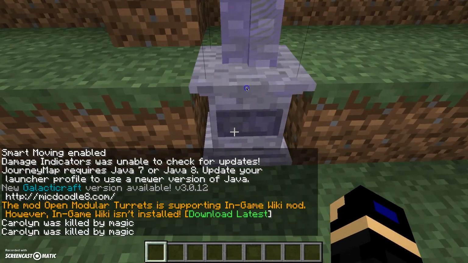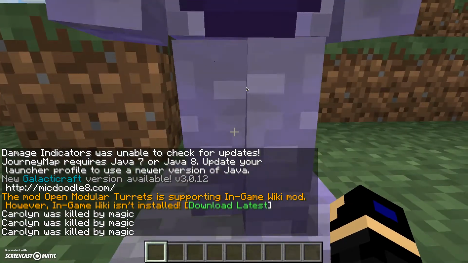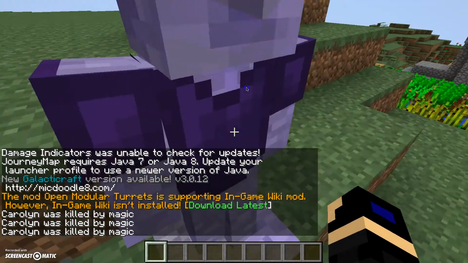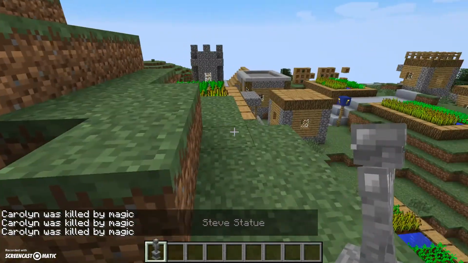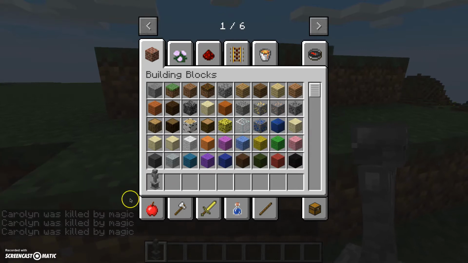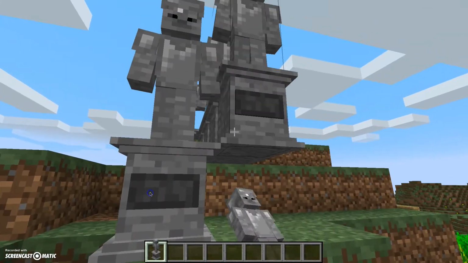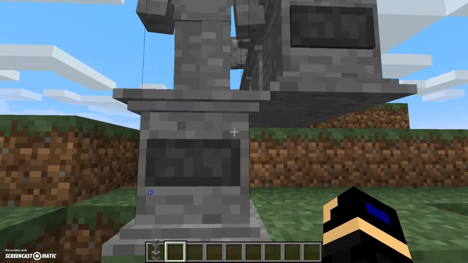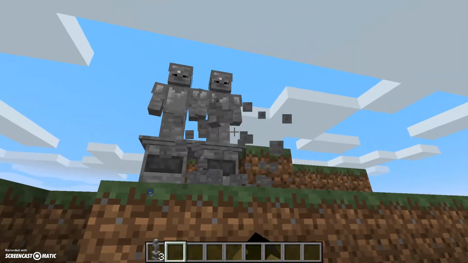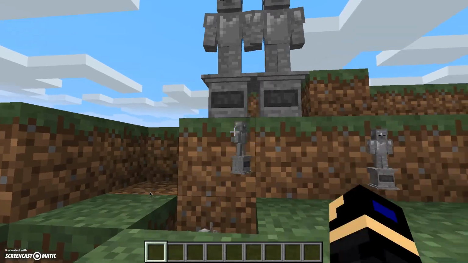This feels awesome. Galen was killed by magic. Okay, this guy was killed by magic. That's great. Steve statue. Is this Steve? Steve killed by... oh no, nobody killed Steve. Okay, that's great. So anyway, let's just get rid of these.